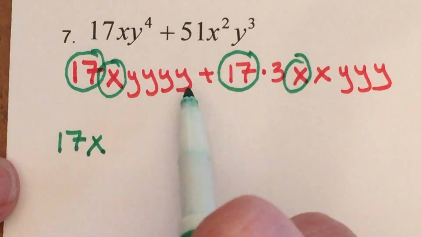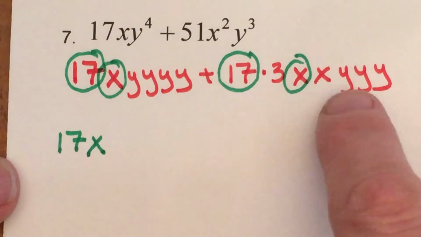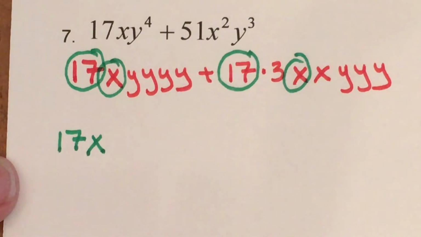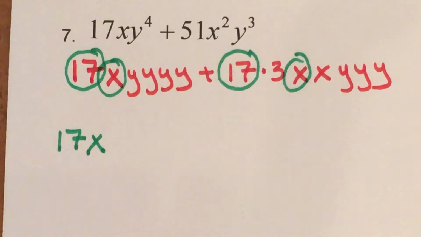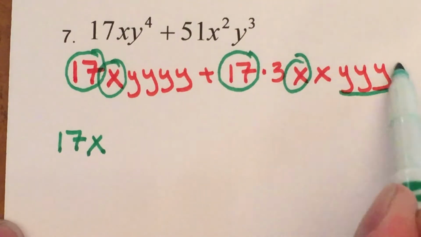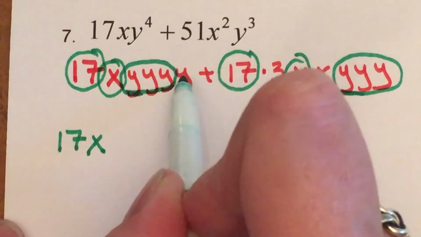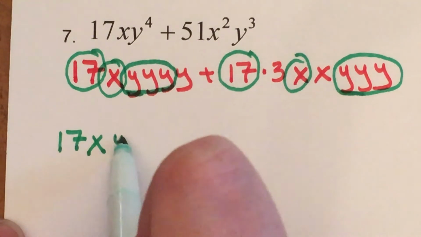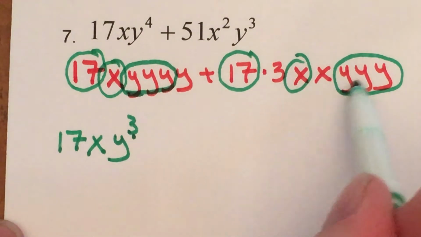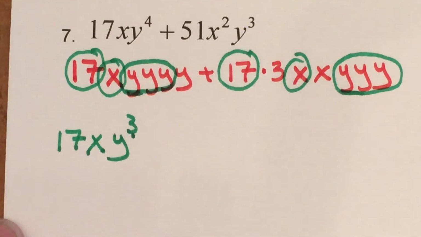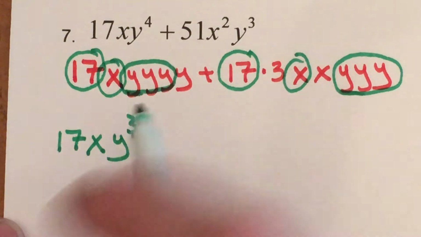Now we both have y's. This has 1, 2, 3, 4 y's, and this has 1, 2, 3 y's. So how many y's could I take so that I take the same from each? Good, the 3 y's. So I end up leaving one of these behind. So that's y cubed. Because 1, 2, 3 of them, that's y cubed. Great, so this is what my two terms had in common.